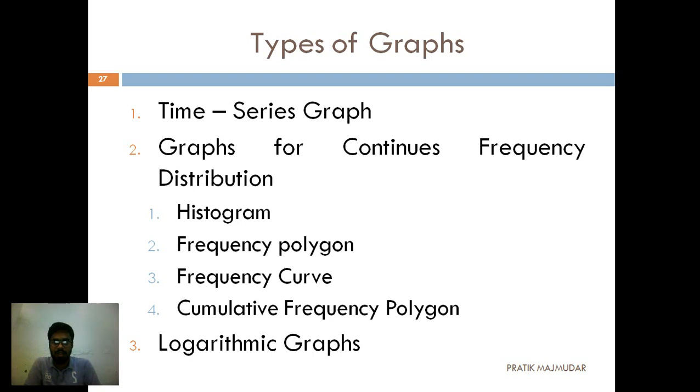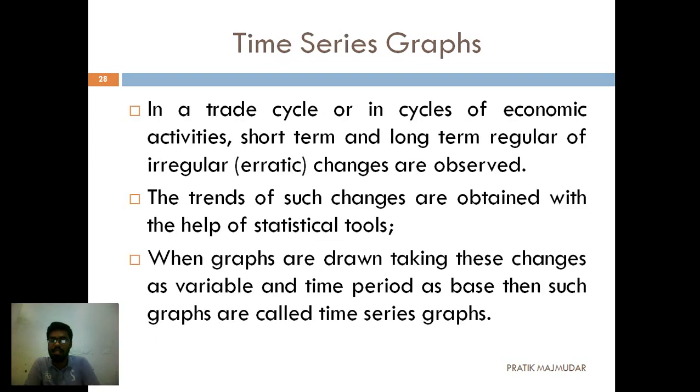But as per the board's requirement, we have to only see the time series graph. Now what is called a time series graph? When there is a trade cycle, whether it is for a shorter period or a longer period, whether it is for a regular term or irregular or erratic term, we have to prepare the time series graphs. Now these trends of such changes are obtained with the help of statistical tools. So we should know that when you are preparing any kind of graphs, we must apply some statistical tools.